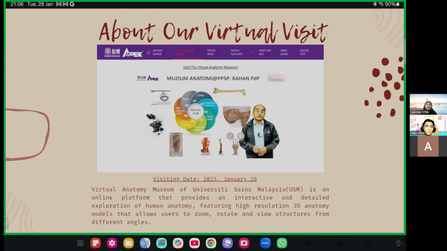The Virtual Anatomy Museum of USM is an online platform designed to provide an interactive and detailed exploration of human anatomy. It features high-resolution 3D anatomy models, including organs and body systems, that allow us to zoom, rotate, and view structures from different angles. Now I'm going to pass to Irfan to explain the gastrointestinal system.